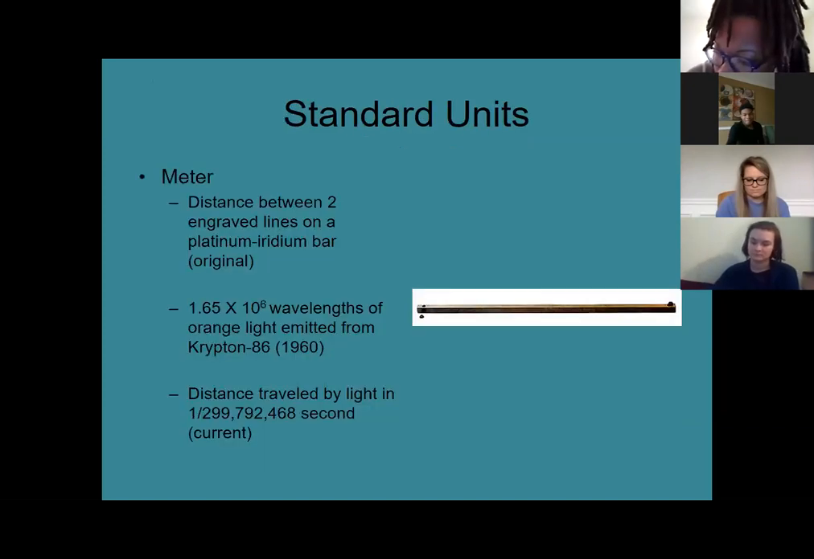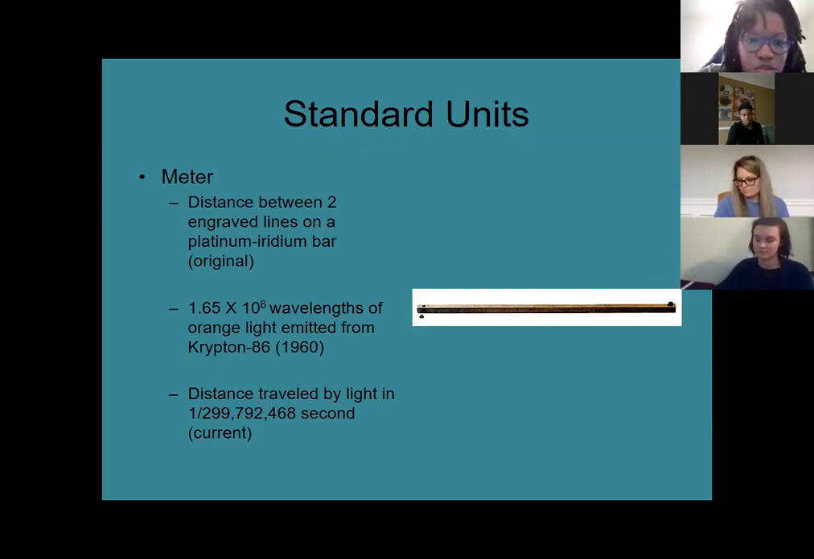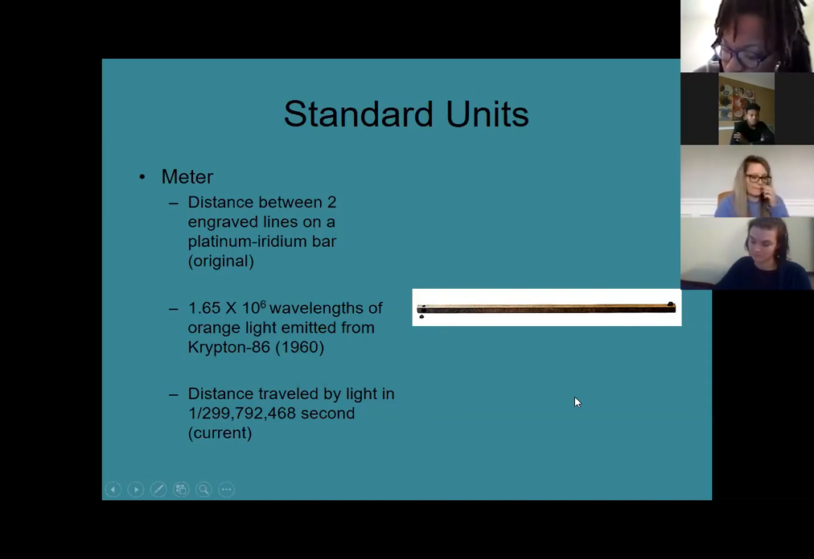So to give you some examples, in the MKS system, the standard unit of length is the meter. And a meter initially was defined as the distance between two engraved lines on this platinum iridium bar. So it was an arbitrary assignment. Here's this bar, there's a mark here, there's a mark here. That distance between the two, that's a meter. That was the original definition.